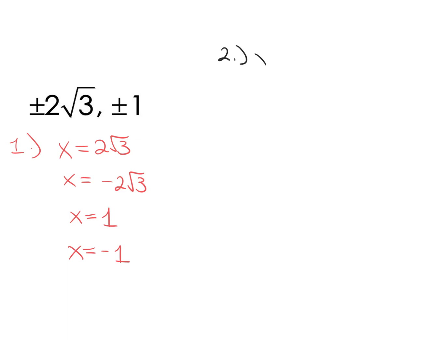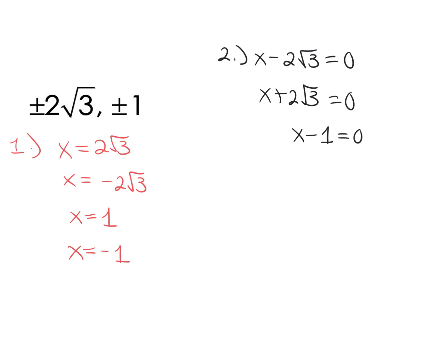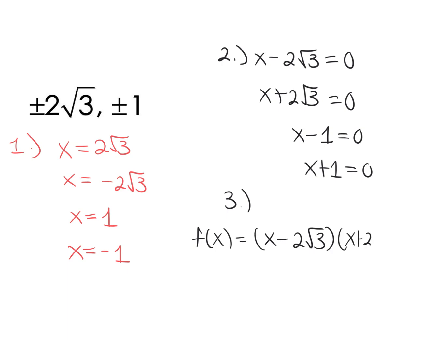Step 2, x minus 2 square root of 3 equals 0, x plus 2 square root of 3 equals 0, x minus 1 equals 0, x plus 1 equals 0, and then we'll put this all together at the end, and we'll have f of x equals x minus 2 square root of 3 times x plus 2 square root of 3 times x minus 1 times x plus 1.